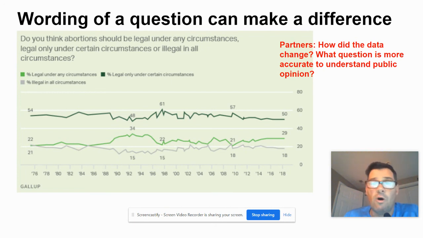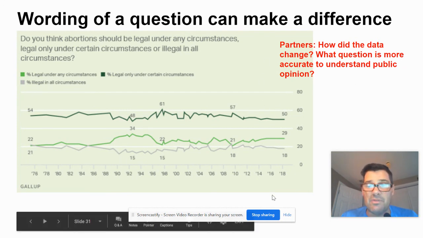All right, cool. Hopefully that is illuminating in terms of learning more about polls, questions, the format, and how that can impact the type of result you get.